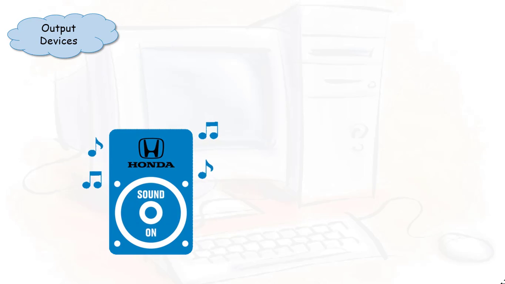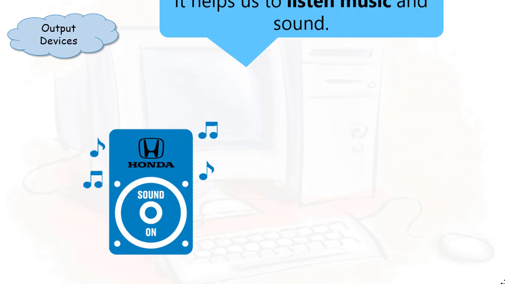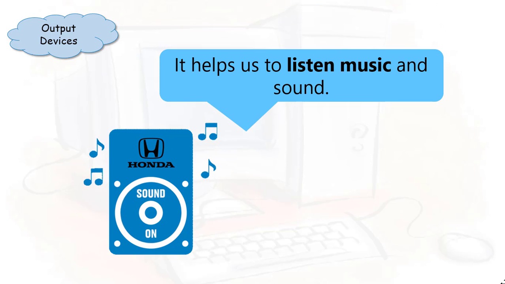Next output device is the speaker. By using a speaker we can listen to music and sound that is playing in the computer system. हम इस स्पीकर की मदद से कंप्यूटर के अंदर जो कुछ भी साउंड या म्यूजिक प्ले हो रहा है उसको हम सुन सकते हैं.